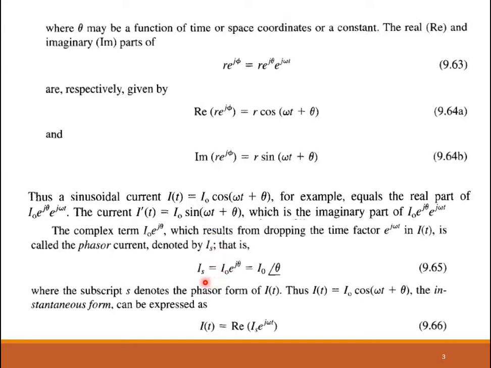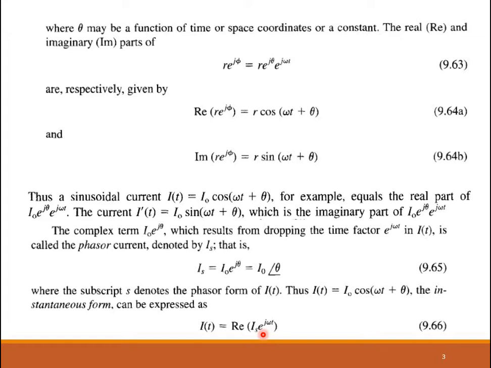So what does that imply? How can I write IS? IS can be written as I0 e raised to j theta, or I0 angle theta. The subscript S denotes the phasor form of I of t. So I of t is the instantaneous form and IS is the phasor form. And how are these two related? The instantaneous form is equal to the real part of the phasor form times e raised to j omega t, where e raised to j omega t is the time factor.